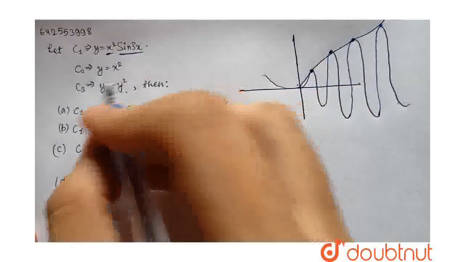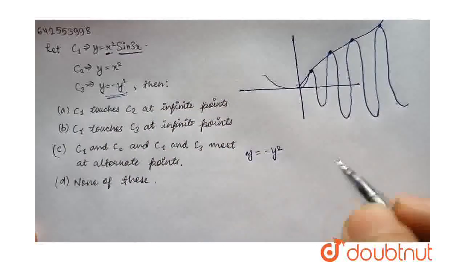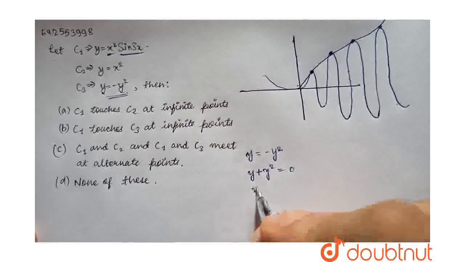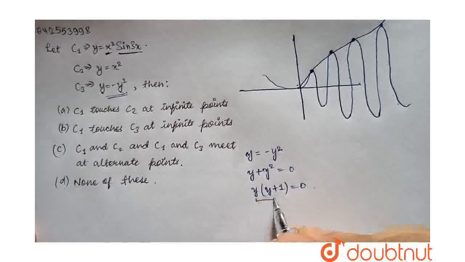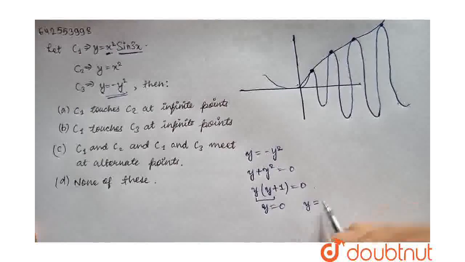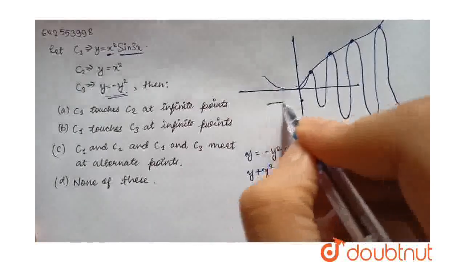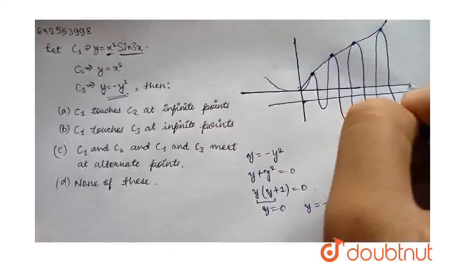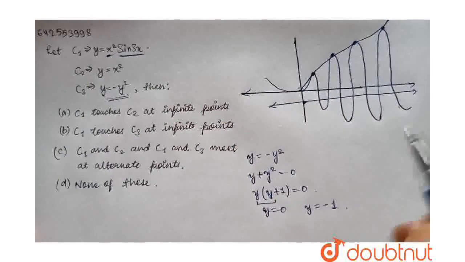So first we will solve this equation. y is equal to minus of y square. So y plus y square is equal to 0. So y multiplied by y plus 1 is equal to 0. So there are two lines in it: y is equal to 0 and y is equal to minus 1. y is equal to 0 is the x-axis itself. Okay, so these two lines. So we have sketched the three curves.